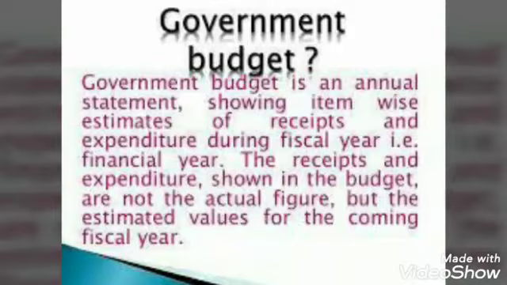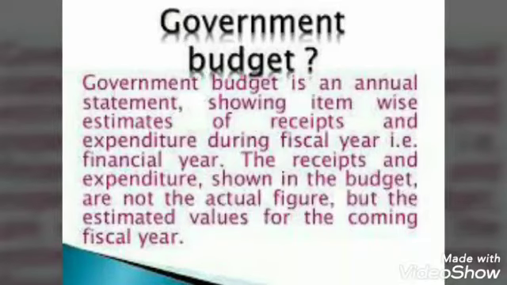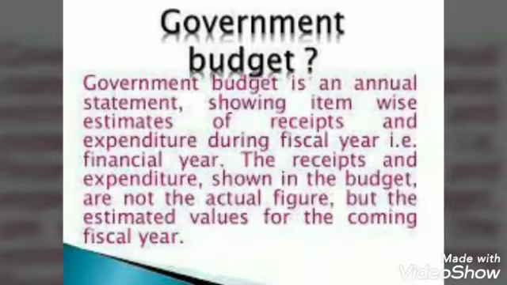First is revenue aspect and second is expenditure aspect, because budget consists of revenue aspect also and expenditure aspect also, where revenue side is known by the name of receipts of the government and expenditure is known by the name of expenditure of the government.